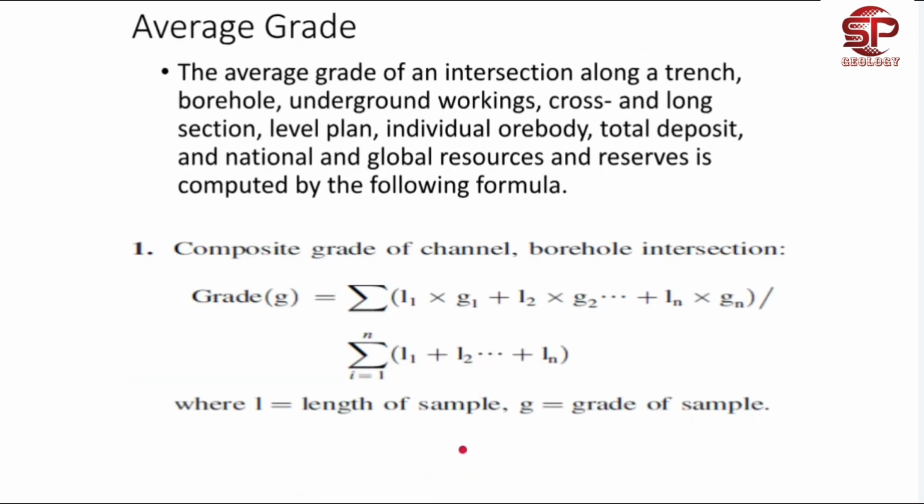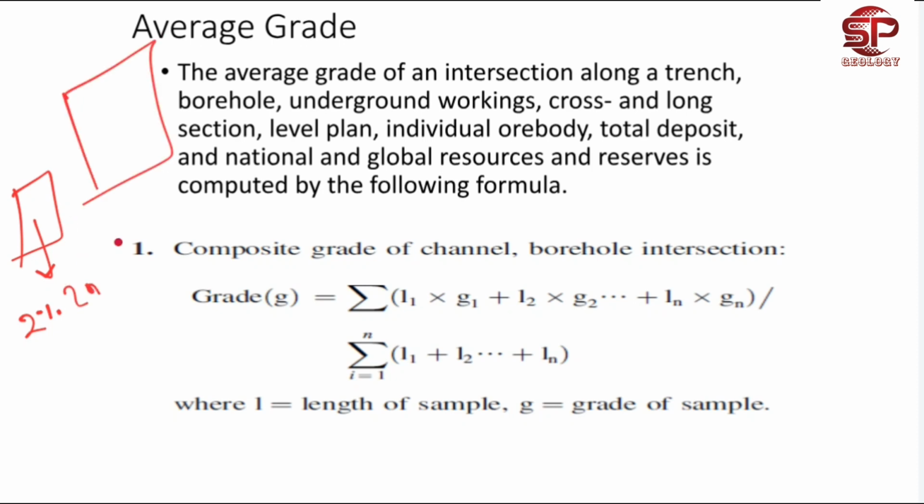Next concept. Now we are going to calculate the average grade. So I am taking this ore and I have analyzed it. This is 2% of zinc. And I have taken this portion. This is 3% of zinc. There are multiple portions. So I have to find the average grade. What is the average grade of this whole deposit?